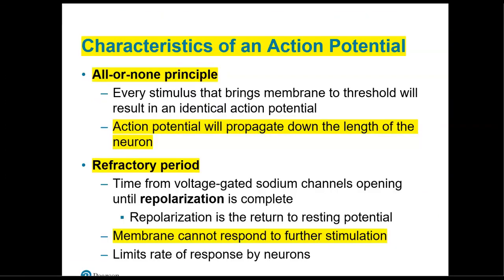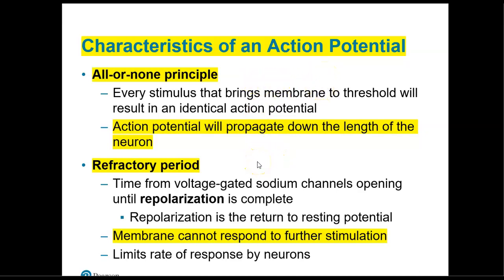Characteristics of an action potential, again, are that it's all or none. Once an action potential is generated at the axon hillock, it's going to propagate all the way down the length of the axon to the axon terminals. It's not like a graded potential or local potential that just spreads a short distance and then goes away. Graded potentials have levels or magnitudes, whereas action potentials don't. An action potential either happens or it doesn't.